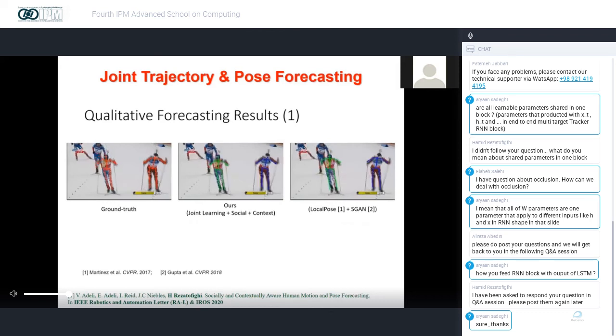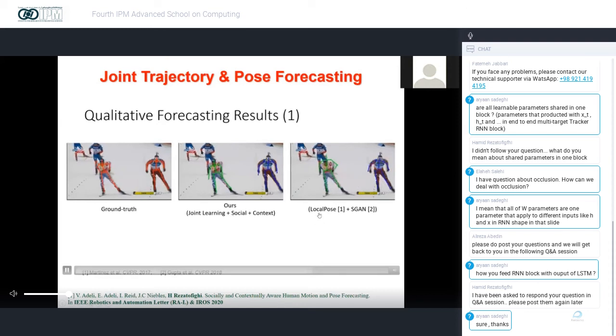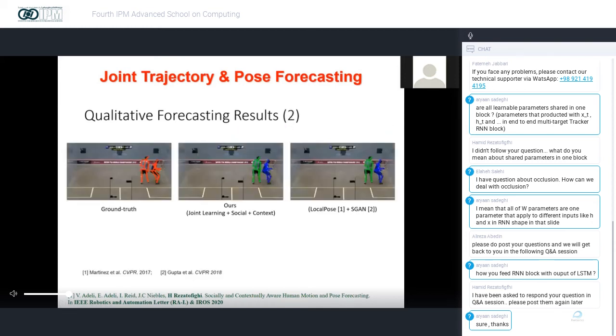Here is one of the visualizations. It shows that we can learn better when we do joint learning and incorporate the social and context information, than if we have human skeleton pose and the motion model, the social model, separately.